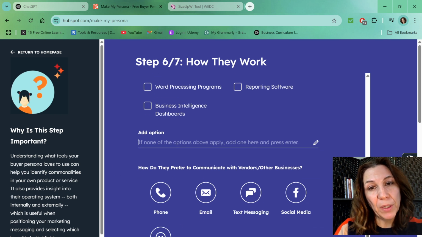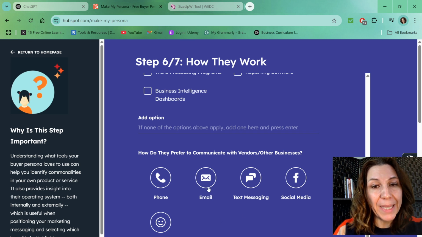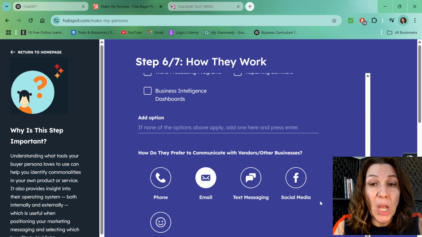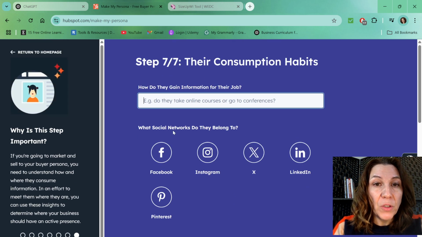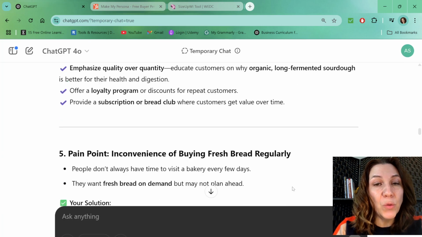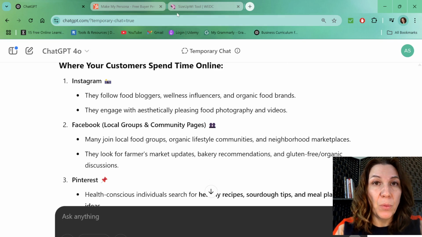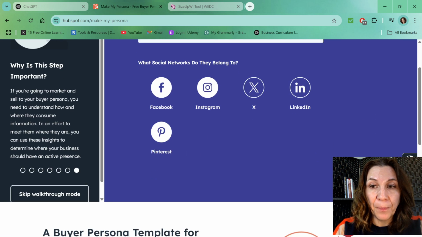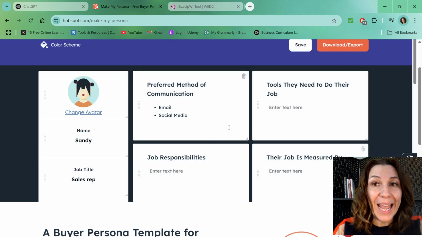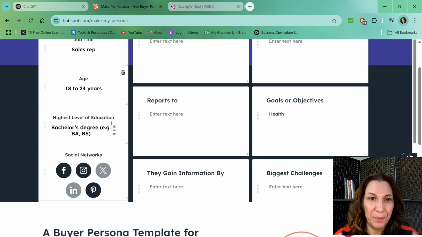And how do they prefer to communicate with vendors? Again, this is more business to business, but I wanted to show you this tool. We'll say emails. They probably like receiving newsletters, social media. And once you continue, what social network do they belong to? Remember, ChatGPT gave us kind of an idea where do they hang out on social media. So you can go and you see Pinterest, Reddit, Facebook. So we can go Pinterest, Facebook, Instagram. And here is kind of a card you can use and you can modify.